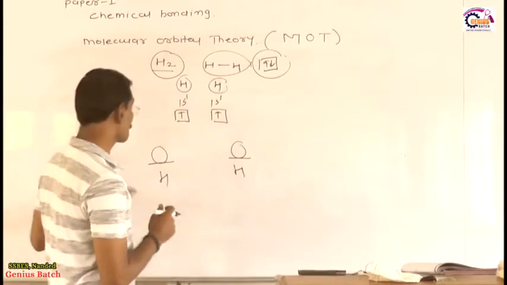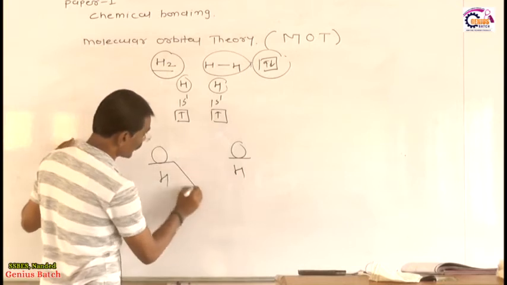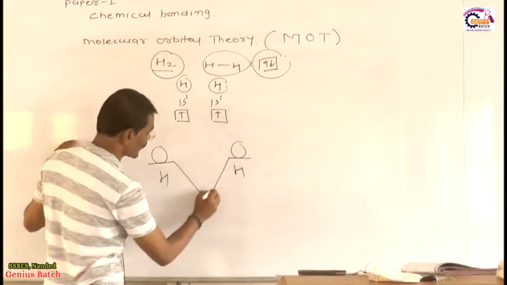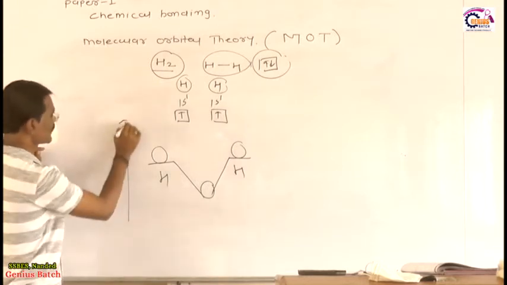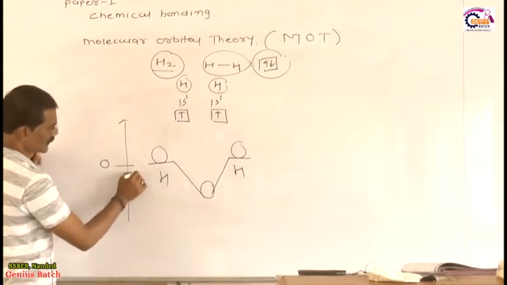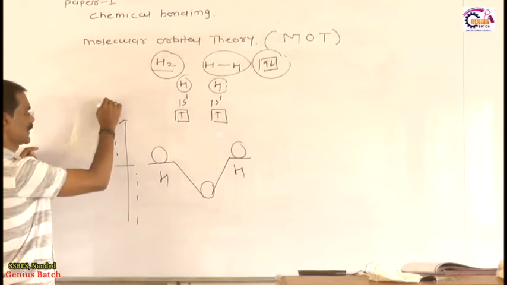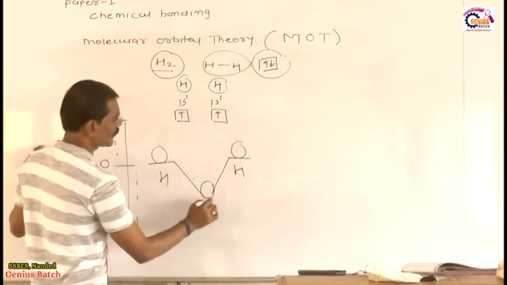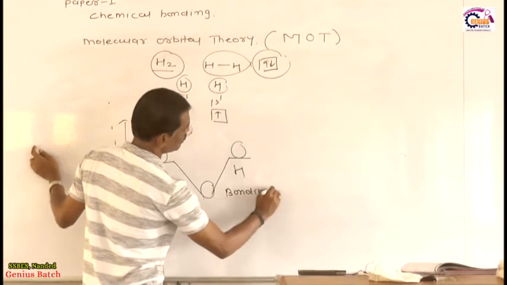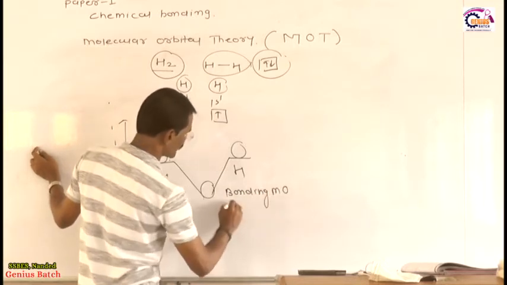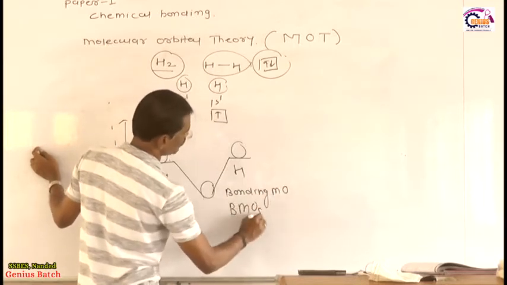Out of 2 molecular orbitals, 1 molecular orbital is lower in energy. Suppose this is the energy diagram. This is 0 energy. This is minus. This is plus. The molecular orbital which is lower in energy is called the bonding molecular orbital. This is called BMO. What is BMO?